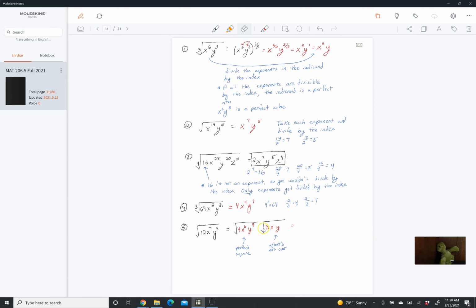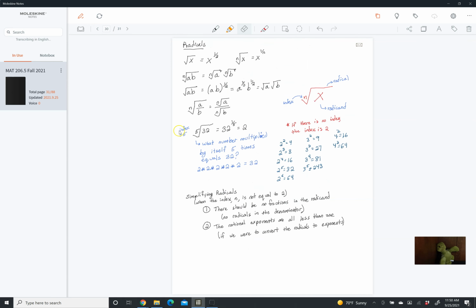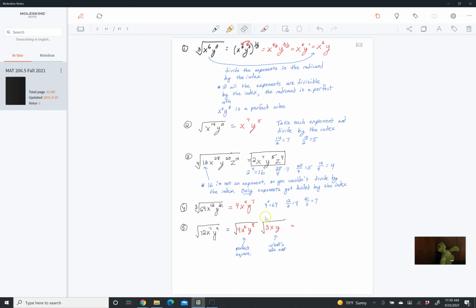Well, what's under this radicand, we can't do anything with. It can't be simplified anymore. Again, this is what I meant by the second one. The rational exponents are all less than 1. If we were to take this and remove the radical, it would be 3 to the 1/2, x to the 1/2, which is a number less than 1, and y to the 1/2, which is a number less than 1. If we were to remove the radical here, it would be x to the 6/2, and 6 over 2 is not less than 1. So we have to simplify this, okay?